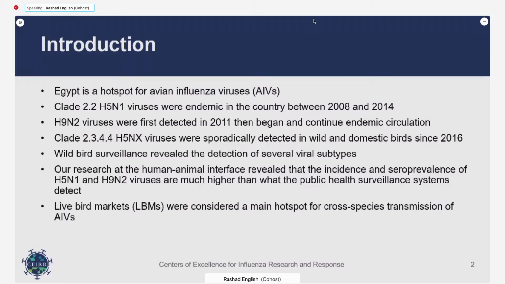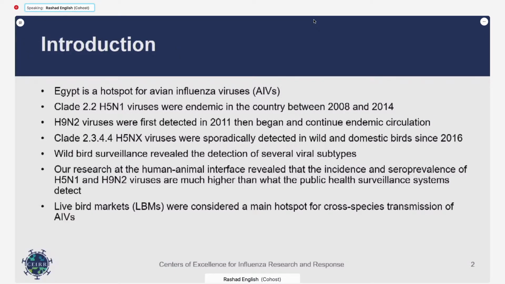What we like to do is we don't only focus on the birds, we actually do human-animal interface studies. So a lot of our attention goes to the humans who are really exposed to these birds. We always have a human component to our work, a human cohort composed of people who are exposed to poultry or wild birds, and we try to study what goes on in the human populations.